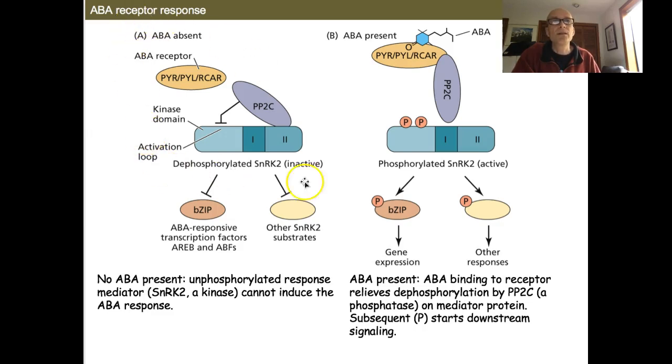So we have the left part here where ABA is absent, so no ABA response. And here ABA is present. See, that's the little molecule up here. That is ABA binding to its receptor, and then leading to a number of responses. So we can start over here. No ABA present. We have an unphosphorylated response mediator. So this is the response mediator, and it's not phosphorylated, right? It says dephosphorylated here, and you see that it doesn't have little phosphate groups bound here.